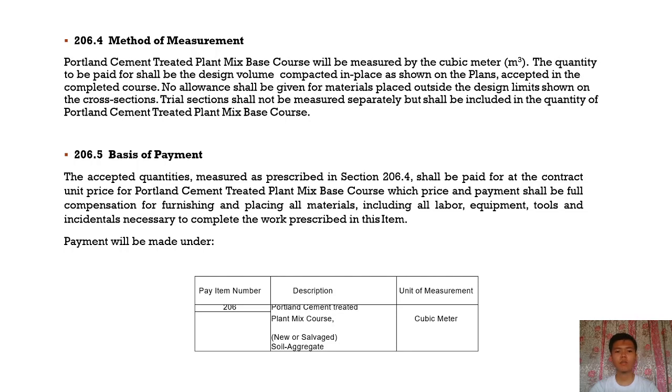The accepted quantities measured as prescribed in Section 206.4, which is the method of measurement, shall be paid at the contract unit price for Portland cement treated plant mix base course, which price and payment shall be full compensation for furnishing and placing all materials, including all labor, equipment, tools, and incidentals necessary to complete the work prescribed in this item. And payment will be made under, so it is still the same. We have payment number, which is 206, then the description, Portland cement treated plant mix base course, and the unit of measurement, which is cubic meter.